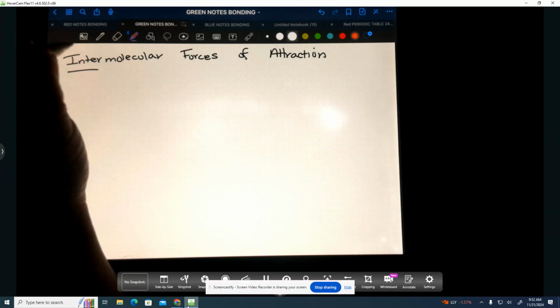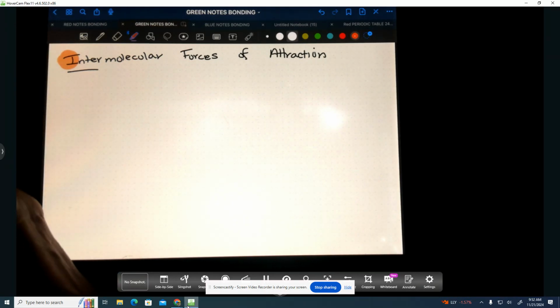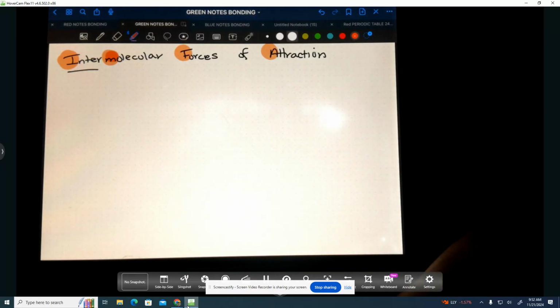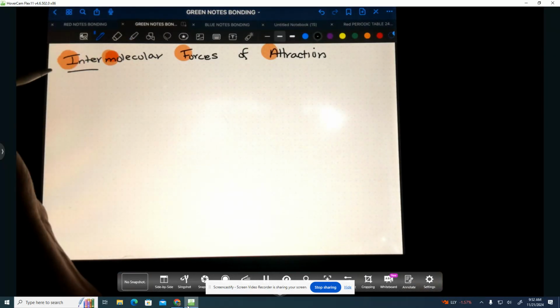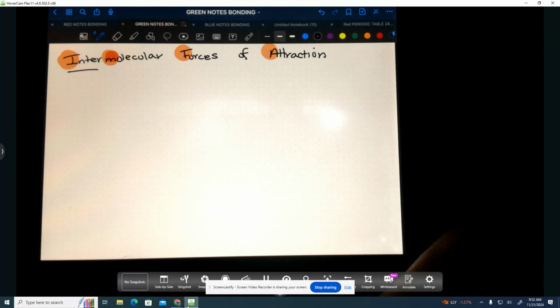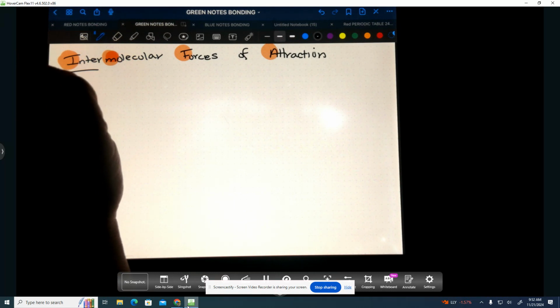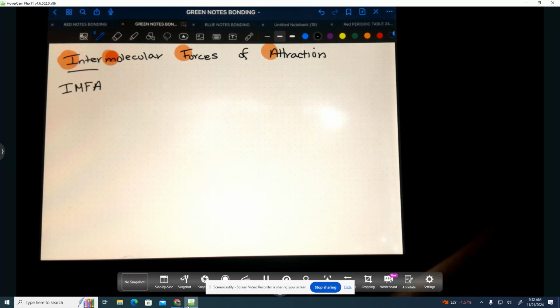I'm going to highlight, you can underline, the I, the M, the F, and the A. I'm highlighting them because if I had to write intermolecular forces of attraction every single time I said it, it would take forever. So I'm going to abbreviate it IMFA. Intermolecular force of attraction. Okay? And there are going to be 4 main types of intermolecular forces of attraction.